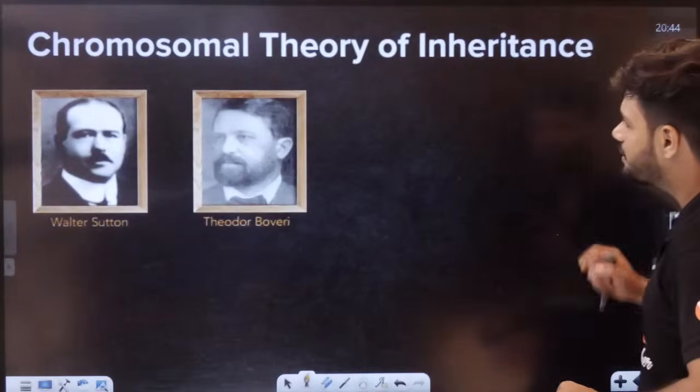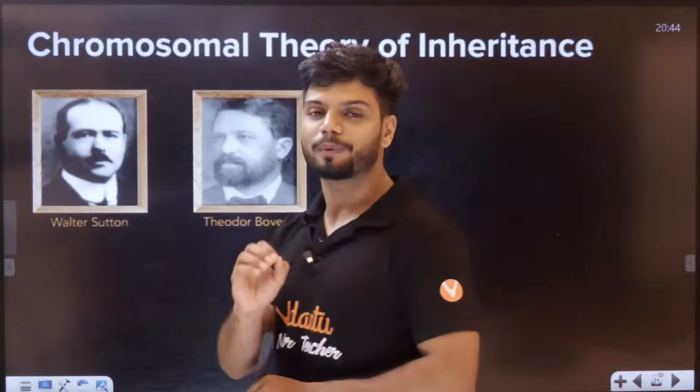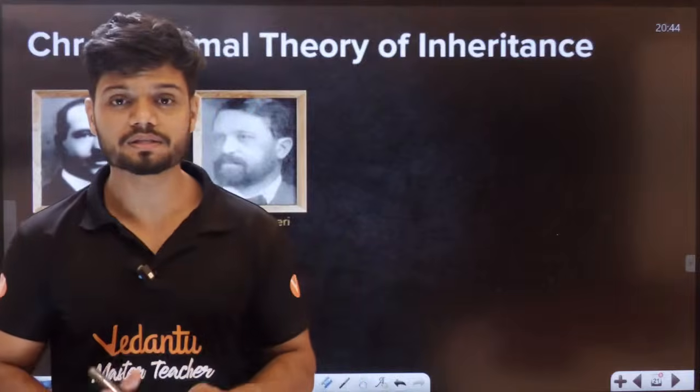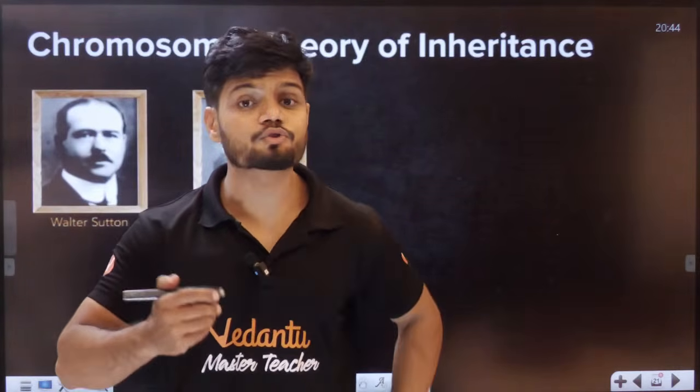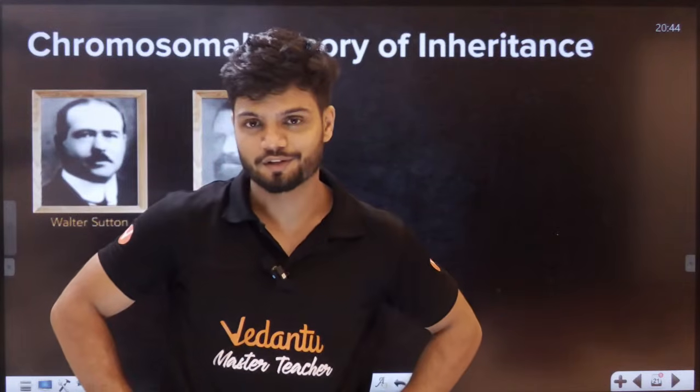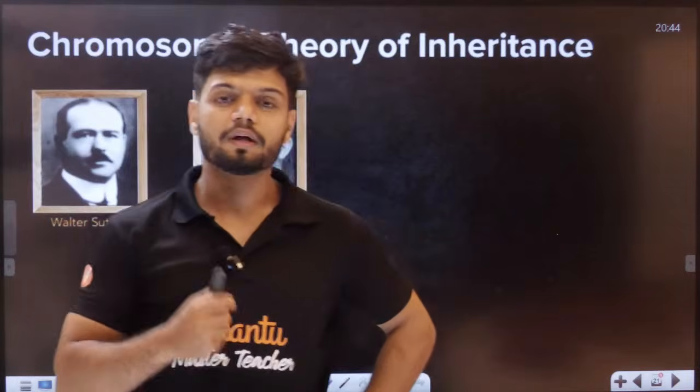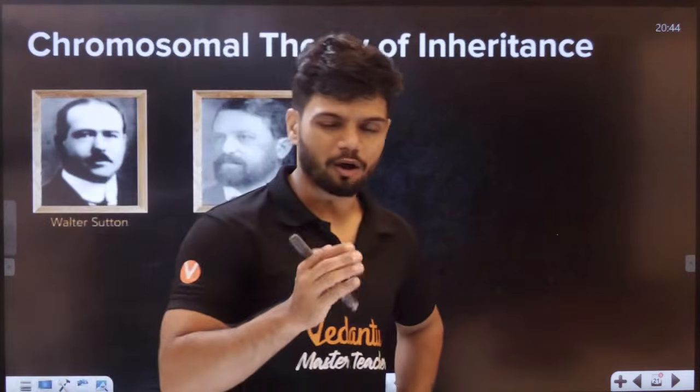Now with that, we come to something called the chromosomal theory of inheritance. Why? Because after the rediscovery of Mendel's work, there was advancement in microscopy also. All microscopes were discovered properly. So after the discovery of the microscope, there were 2 main scientists, along with even T.H.